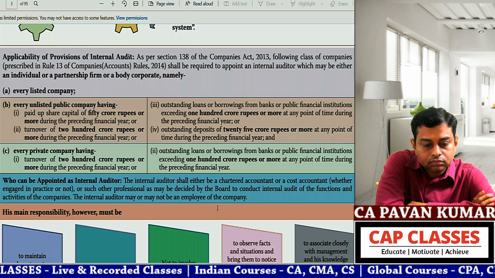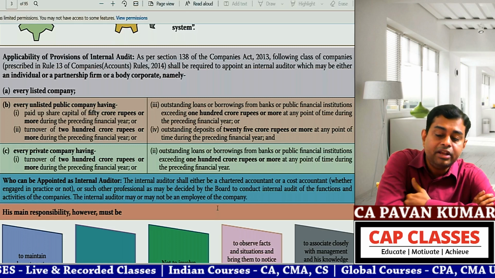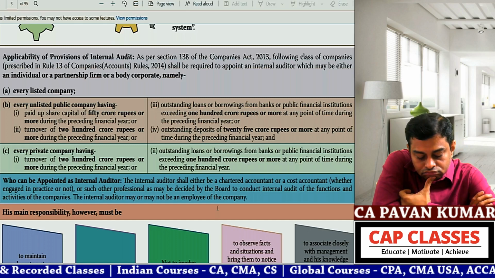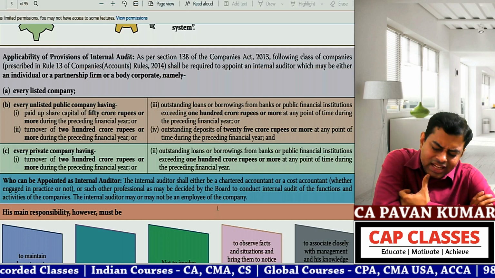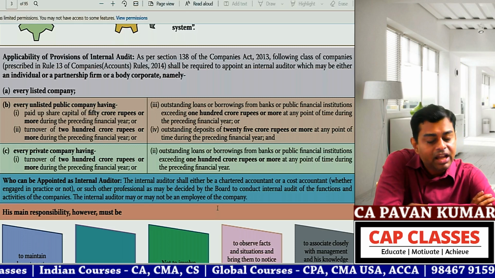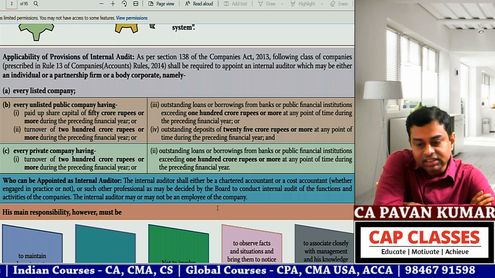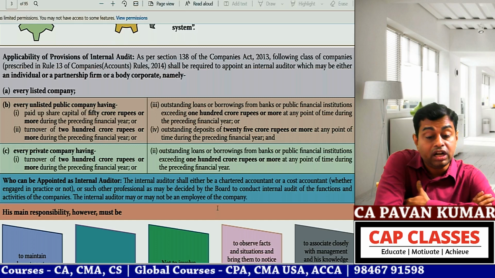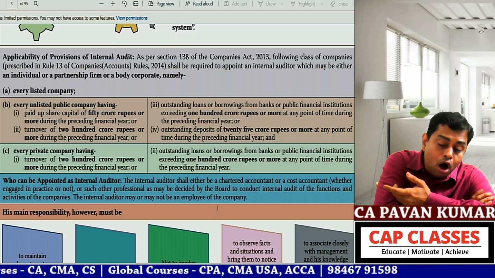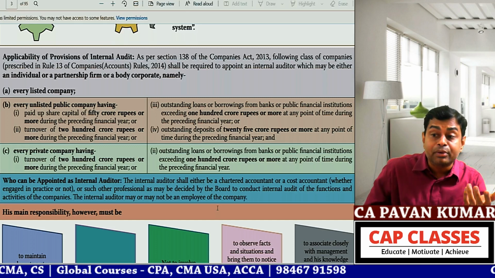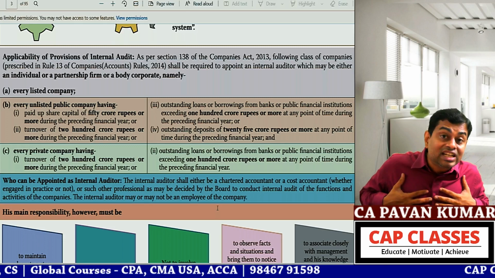Who can be appointed as internal auditor? So tell me, can a chartered accountant be appointed as internal auditor? Yes, sir. CA in practice? Yes. CA not in practice? Yes. CMA? Yes. CMA in practice? Yes. CMA not in practice? Yes. So he can be a cost accountant, he can be a chartered accountant, or the board of directors can choose a person.